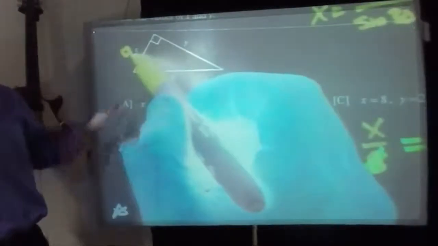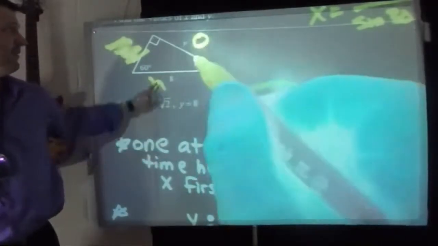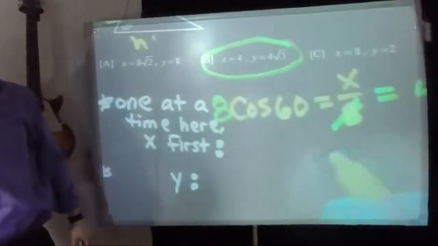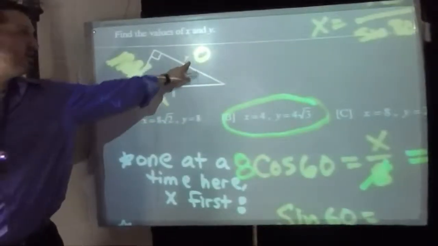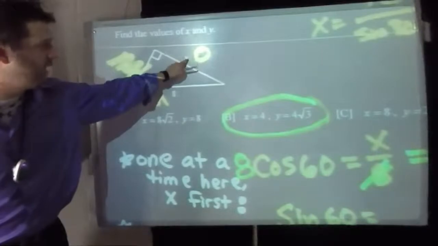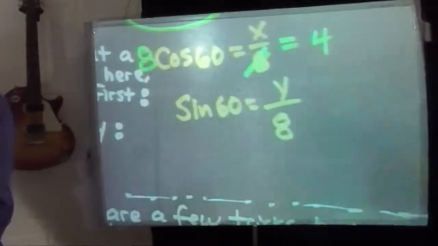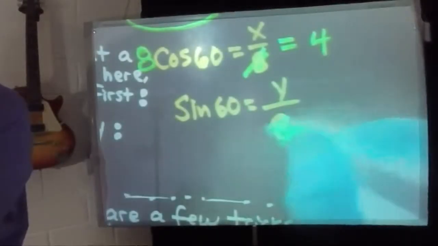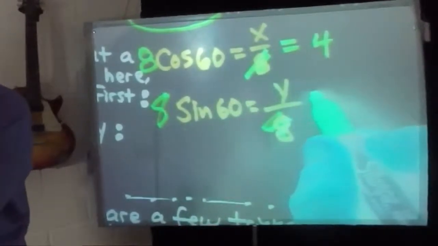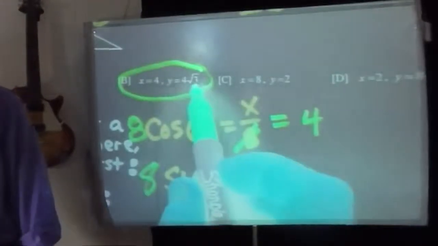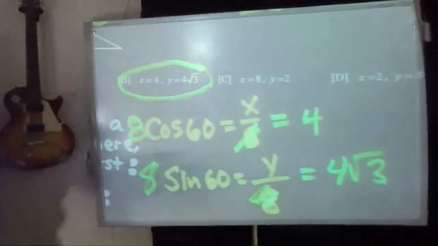So now, forget about this. And what is that? Opposite, and you'll use hypotenuse. So sine. For the Y, we'll go sine 60. Opposite over hypotenuse. Y over 8. So it's almost the same thing. Y over 8. 8 sine 60 equals, we know it's going to be 4 square roots of 3. 4 square roots of 3.